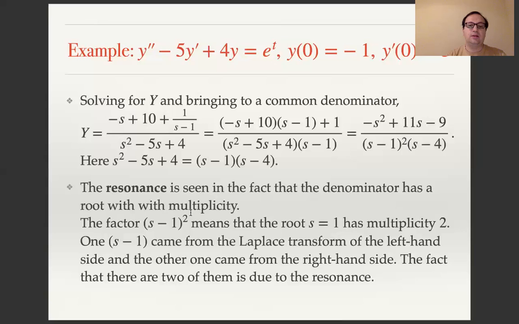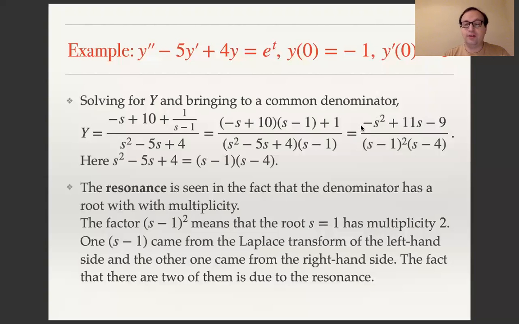And indeed, this comes from exactly what I said in the beginning. One of the factors came from the Laplace transform of the left-hand side of the equation, so it was present in s squared minus 5s plus 4. And the other factor came from the right-hand side of the equation, so it was present in the Laplace transform of e to the t. And as we'll see, this causes a resonance in the equation.